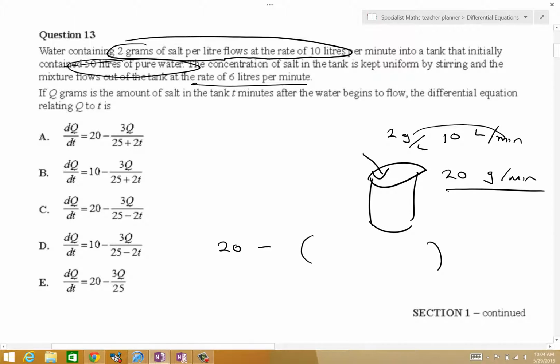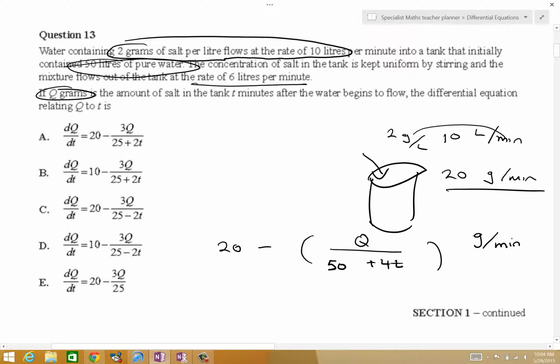Now, we did say that we want grams per minute, didn't we? Okay, given that Q grams of salt, how many grams of salt do we have at any time? Q. Okay. Now it flows out at 6 litres per minute, but how many litres are coming in? So, what's happening? Is it adding? So, 4 litres per minute. But we start with how many litres? 50.